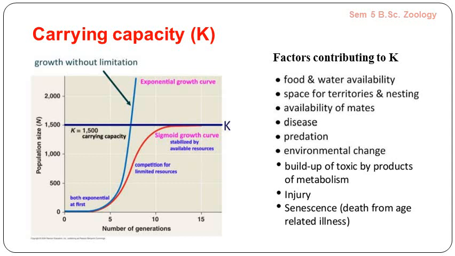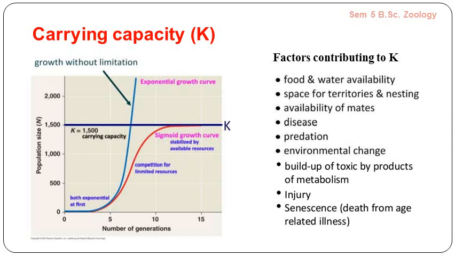Space for territories and nesting. Obviously, we have already seen territories, and the larger animals usually mark the territories. So they need space. The larger the animal, the larger the territory. So such kinds of competition will be there. The stronger ones will remove the smaller ones from the environment. Then availability of mates. During breeding season, there will be huge competition, and the end result of competition will be death of the weaker ones.